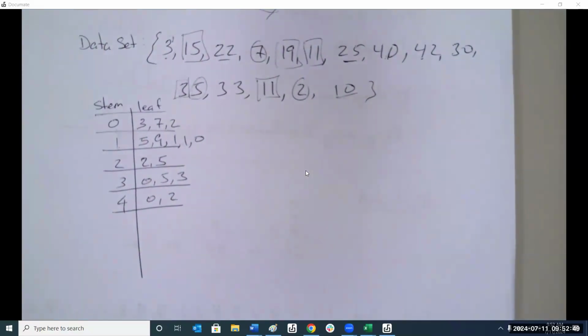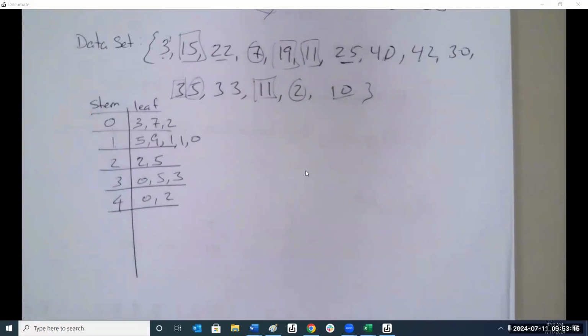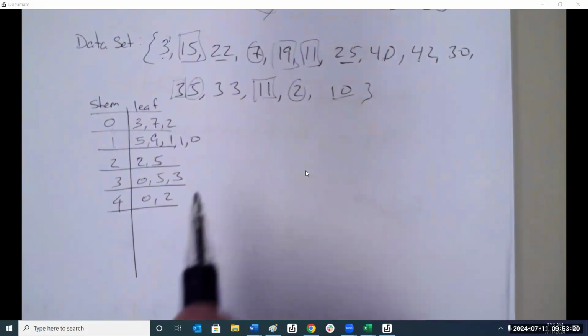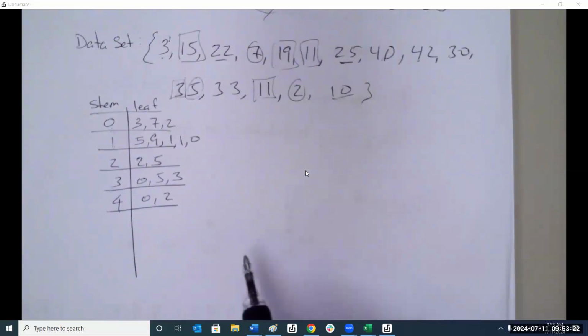Okay, so if you see this, this is similar to the dot plot, but it's turned sideways. Because the dot plot, the baseline is horizontal and everything grows up from there. On a stem leaf, the line is vertical and we go horizontally out. So yeah, it's just a rotated graph.